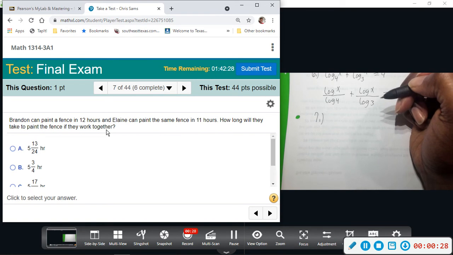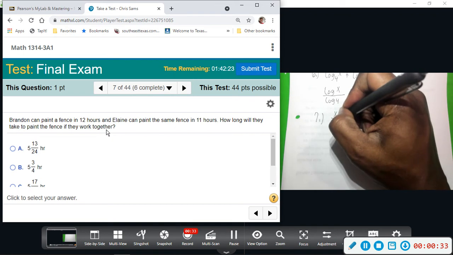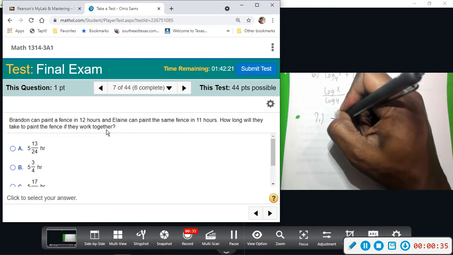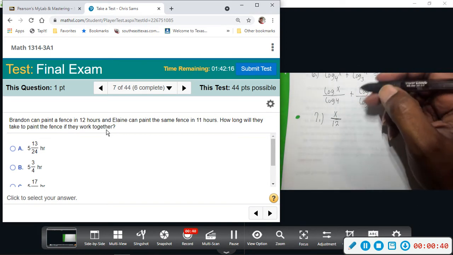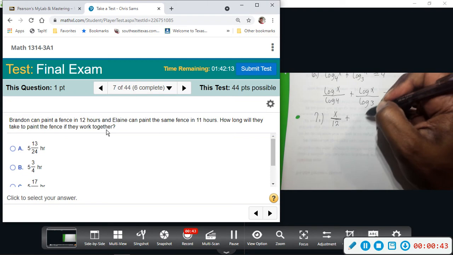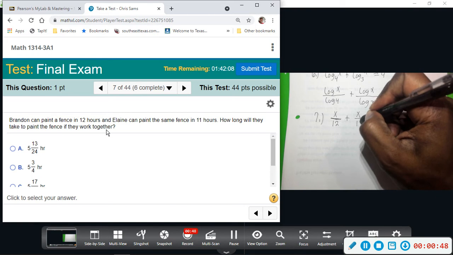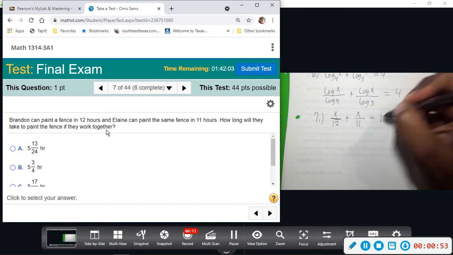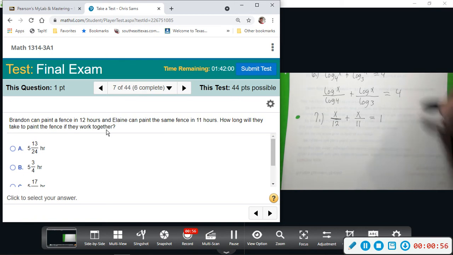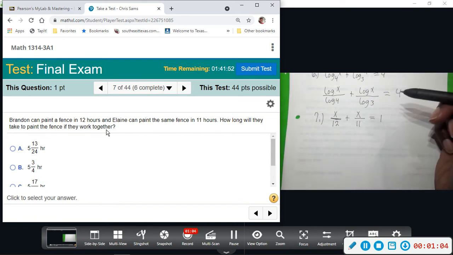In 1 hour, Brandon can do 1/12, so x over 12, because we don't know the total time, but he's working at a 12th per hour. He gets a 12th of it per hour, and then 12 hours he's done. Elaine is doing 11th, so in 1 hour she gets 1/11th of it done. Altogether, when we add these two together, we set it equal to 1, because it's one complete job, one total fence done. So this is the part he does, part she does. You always set it up as a ratio, and we're going to find out what x needs to be.